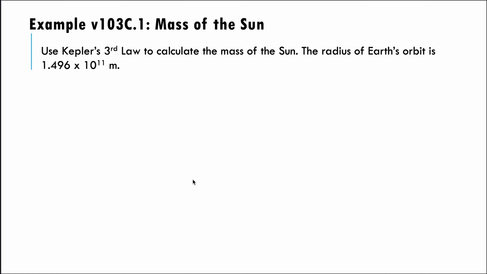Let's look at an example from video 103C on Kepler's law. In this example, we're going to use the third law to calculate the mass of the Sun. We are given the radius of the Earth's orbit. This problem is a plug and chug.